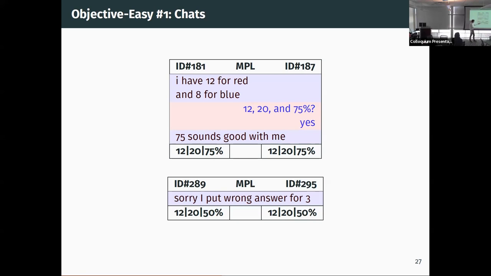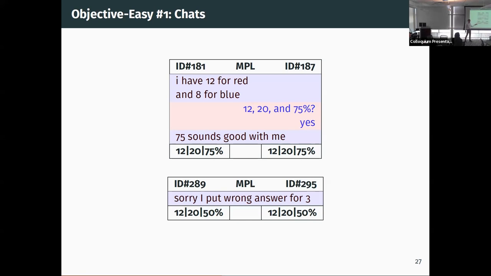Someone here said, sorry, I put a wrong answer for three. I think what they mean is the third question was the probability question. Someone put in a wrong answer of 50, but their teammate agreed with it and locked it in. So it just moved forward with the wrong answer. Again, not a conscious manipulation of the incentives, just a mistake.